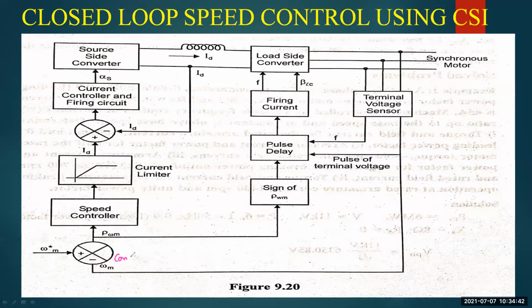This is the comparator. It compares the inputs, the reference speed and the actual speed. The difference between these two speeds, called the speed error, is fed to the speed controller.